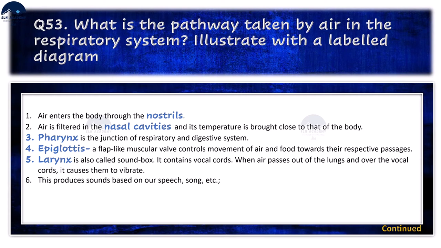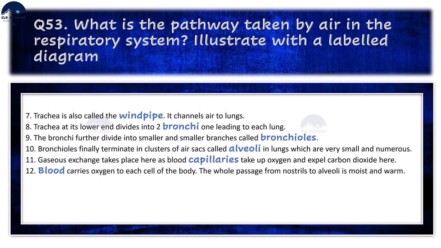Larynx is also called the sound box. It contains vocal cords. When air passes out of the lungs and over the vocal cords, it causes them to vibrate. This produces sounds based on our speech and song, etc. Trachea is also called the windpipe. It channels air to the lungs.